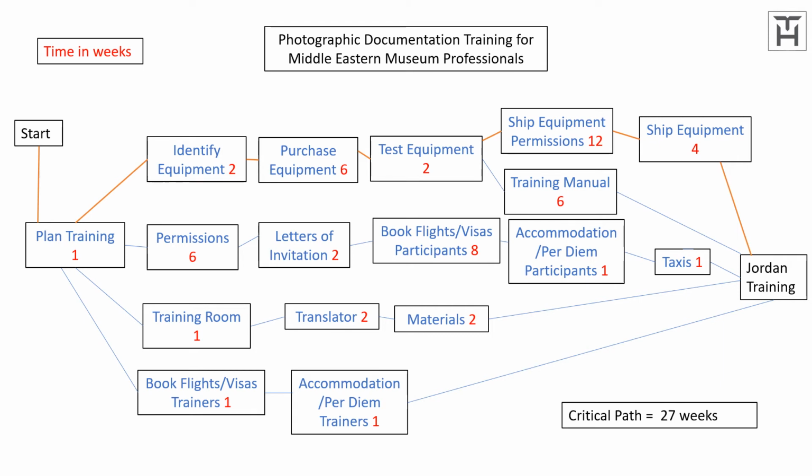But again, once we've highlighted the times in weeks that we think each activity will take, we can then look very clearly at what the critical path is and how long it'll take, and this time it'll take 27 weeks. That's 1 week to plan the training, 2 weeks to identify the equipment, 6 weeks to purchase the equipment, 2 weeks to test it, 12 weeks for permissions, and 4 weeks to ship the equipment before we end up in Jordan. So that's a total of 27 weeks.